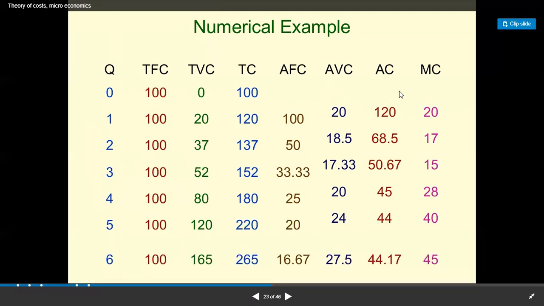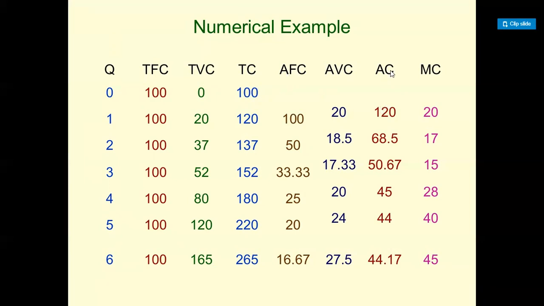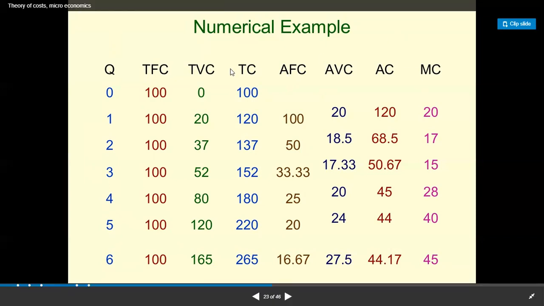So how can we get the AC? Two formulas are there. First of all, we add AFC plus AVC equals AC, or else we divide TC by quantity and we get the AC. Clear? Clear to all of you? Now, we will go through the MC. What is MC? How can we find out the MC? Marginal cost depends on the total cost.